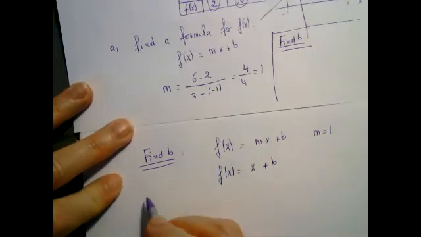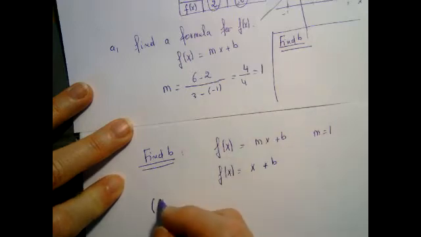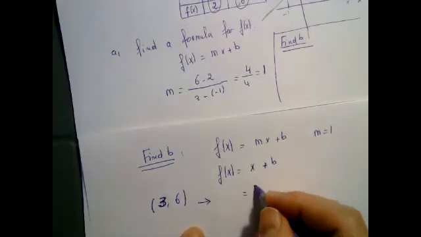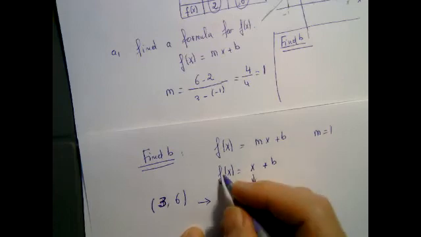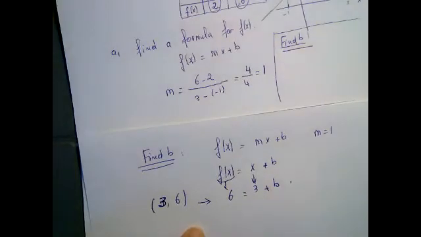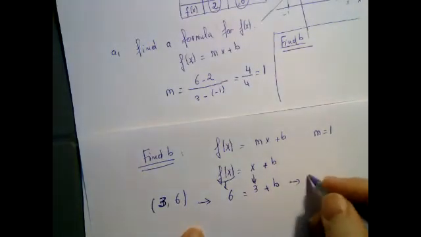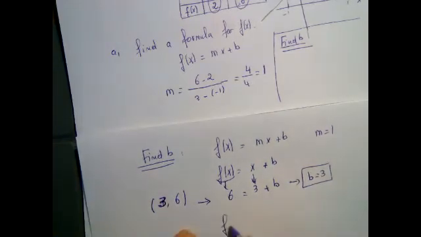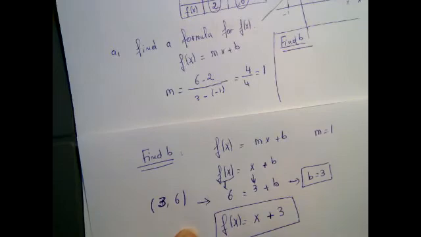Now to find b, I pick any point on the line. So let me pick 3. I say 3, 6 is on the line. What does it mean? It means if x is 3, f is 6. So I plug in those values, and now I solve for b. It means b is equal to 3. So f of x equals x plus 3. That's the formula for the function.